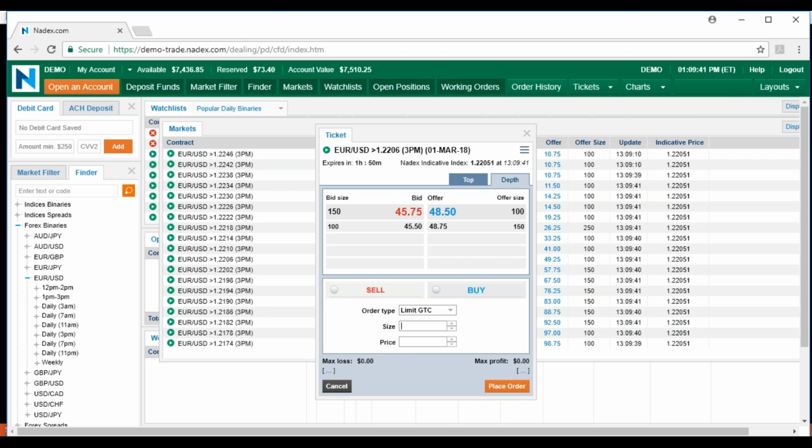If I think this statement is false, I think, no, I do not think the market will expire greater than 2206. I think it'll expire at 2206 or less. Then I would want to sell. Okay, it's a simple yes or no.